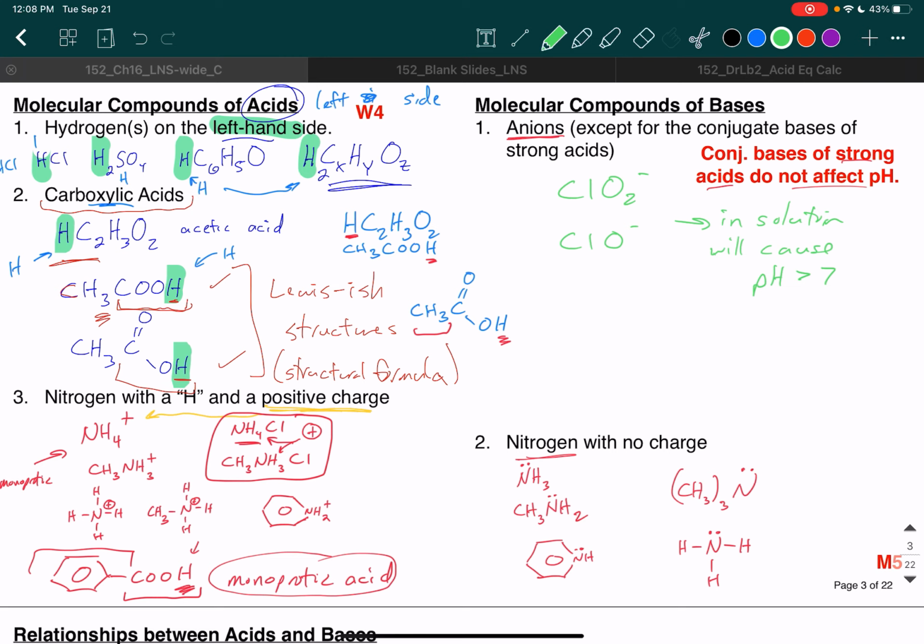So phosphate, it's fitting in with this category here. It's an anion, and it is not the conjugate base of a strong acid. Therefore, it's going to be basic. Remember that. Conjugate bases of strong acids are not basic. Everything else will be basic.